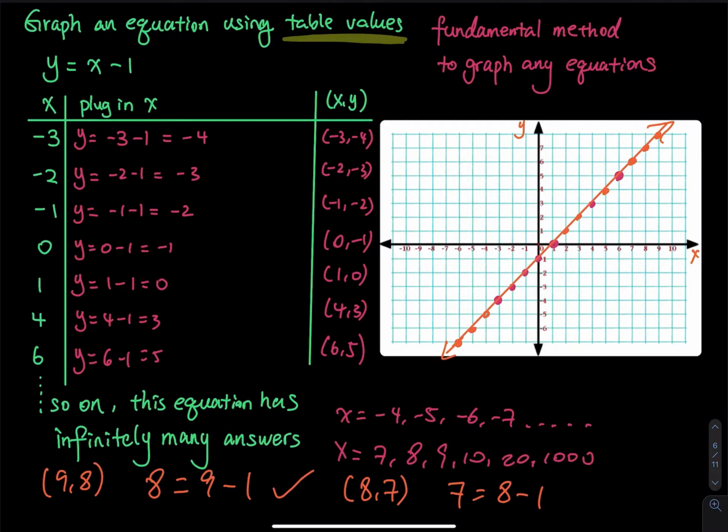So what is this equation called? This is called a linear equation. Why is this called a linear equation? Because x is raised to the first power and y is raised to the first power. As you can see, the graph of this equation is a straight line. So a straight line, we call that a linear equation.